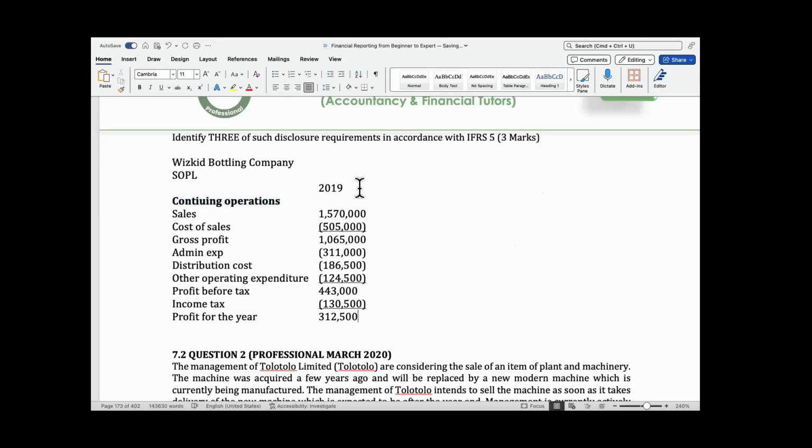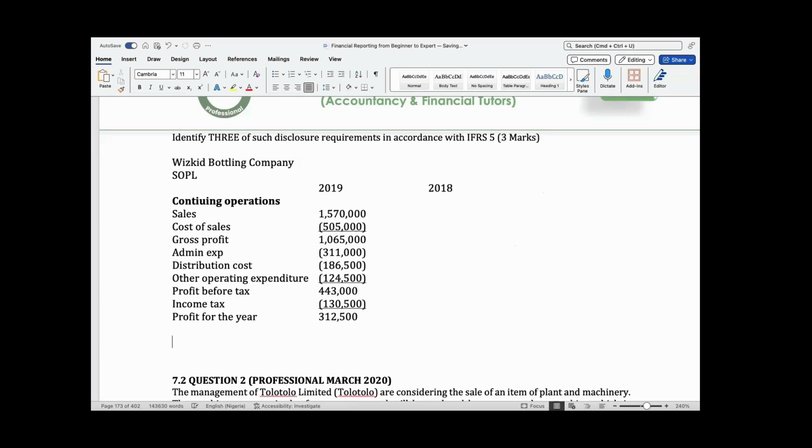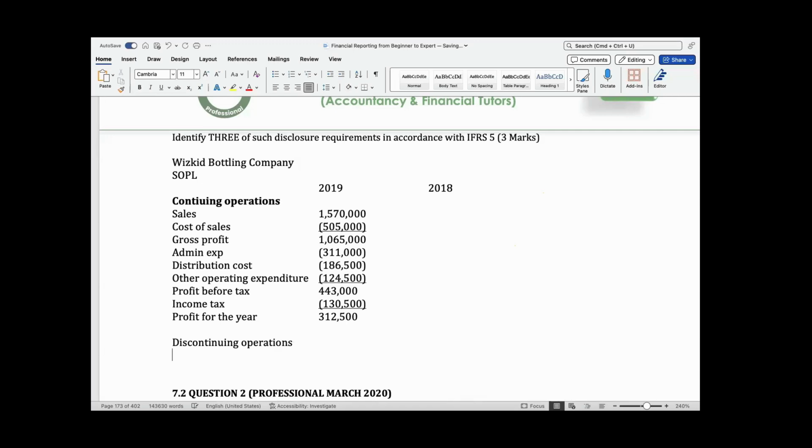And the same thing you do for 2019, you do for 2018. So in the exam now, you're supposed to do it side by side. Everything I've done here, you do for 2018. Then you now do discontinued operations. The same thing, you do sales.